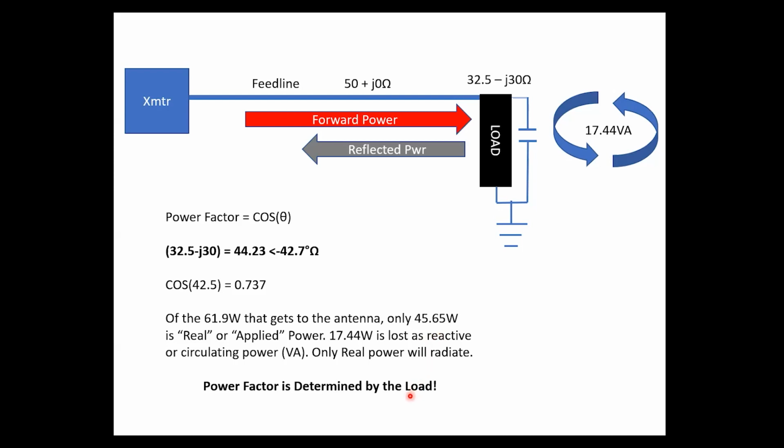The good news is power factor is determined strictly by the load. So all we really need to do, assuming that we've got transmission line that matches the output of the transmitter, is concentrate on this part that I'm marking right here, where I've got 32.5 minus j30 ohms. That's where we can focus.